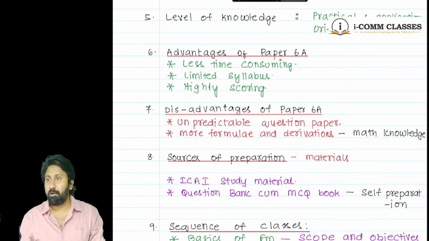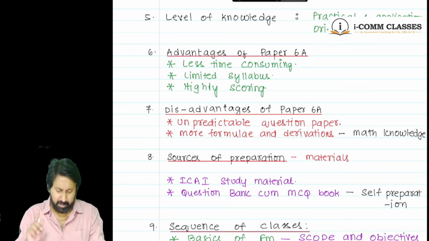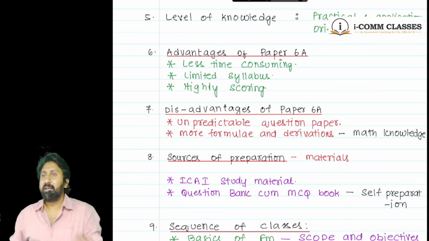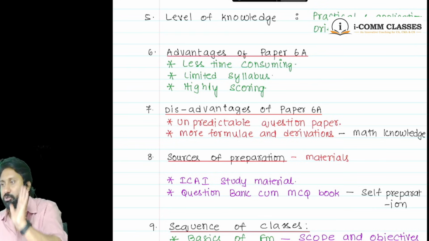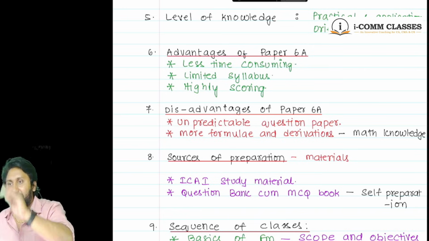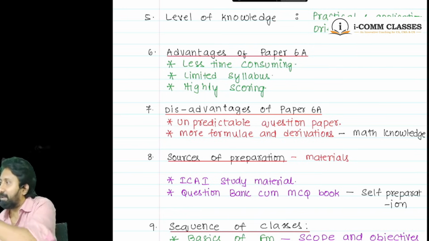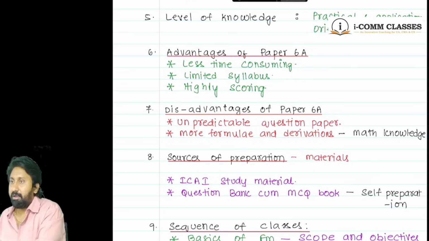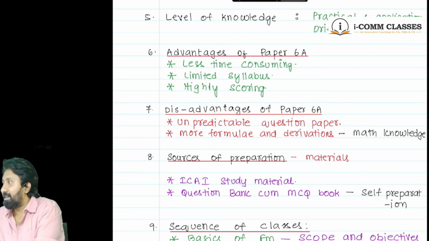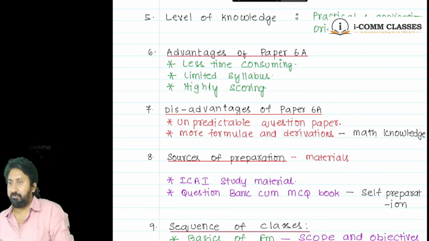What is the advantage with this paper? Number one, less time consuming. If you know the answer, it will take hardly 6 to 8 minutes to complete one problem. Writing a 2-page theoretical answer and a 2-page practical answer are not the same, correct? If you write a mathematical type of answer, it will take hardly 6-7 minutes. But if you write a theory answer, it will take around 15 minutes. There the advantage will come in FM.